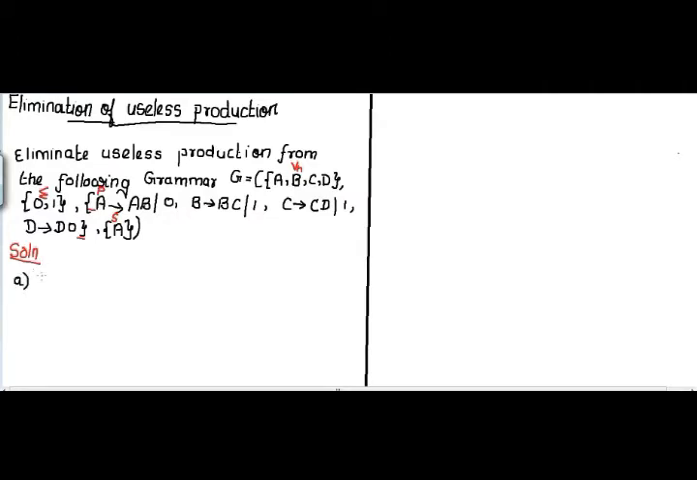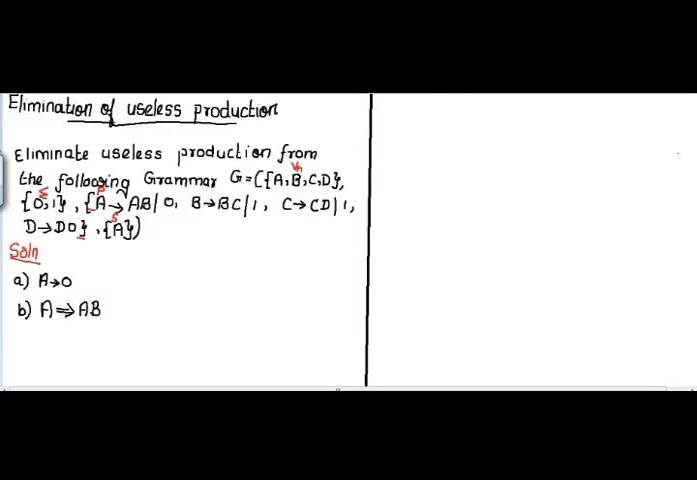So first, for A, I have two A productions. One is A tends to AB, another one is A tends to 0. If I choose A tends to 0, I get a terminal here, so this will be my useful production. At the end, if I get a terminal, then my production is a useful production. So let me start with the next option, that is A tends to AB.